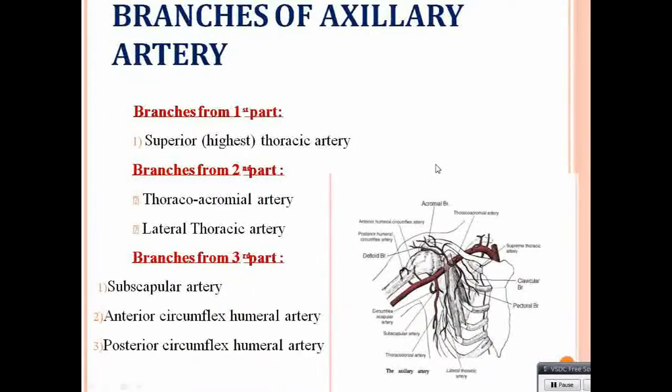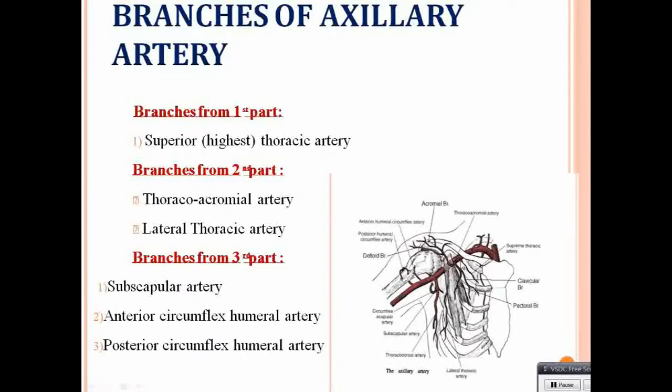Branches of these arteries: the first part gives a single branch. So the first part gives one branch, the second part gives two branches, the third part gives three branches. Easy to remember the number. The first part gives the superior thoracic artery. The second part is deep to pectoralis minor, and the third part is here.